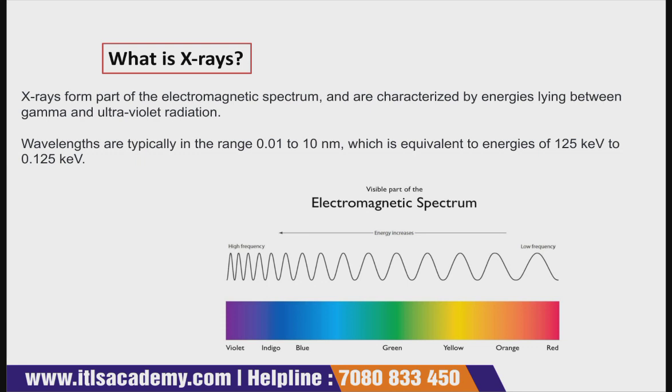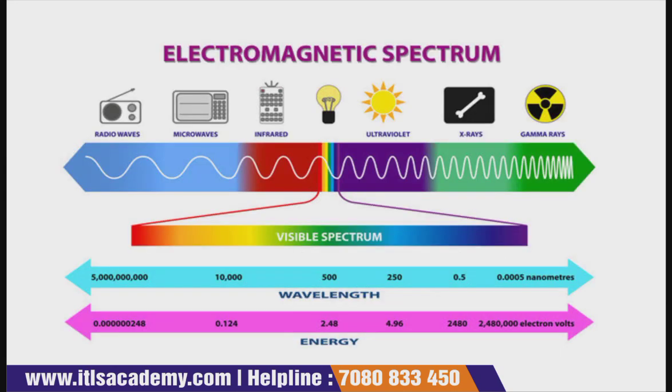The wavelength ranges between 0.01 and 10 nm, equivalent to energies of 125 keV to 0.125 keV. If you see the overview diagram of the electromagnetic spectrum, there are different types of radiation, like radio waves, microwaves, infrared, ultraviolet, X-rays and gamma rays, and every type of ray has its own applications in different fields.